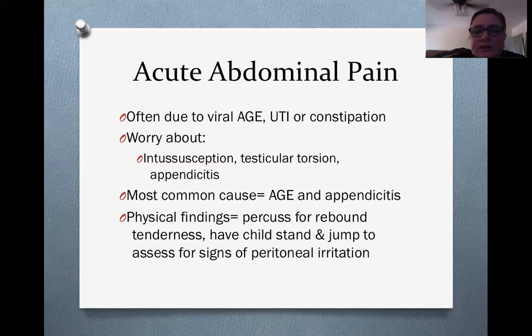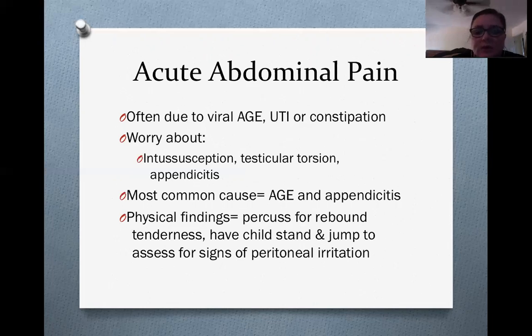So appendicitis, we still have that same clinical symptoms as we do in adults, with the right lower quadrant pain, and usually they'll have some fever, nausea, elevated white blood count. With kids, when you push on their stomach, sometimes everything hurts, quote unquote. And so it's hard to localize and find exactly where the pain is coming from.